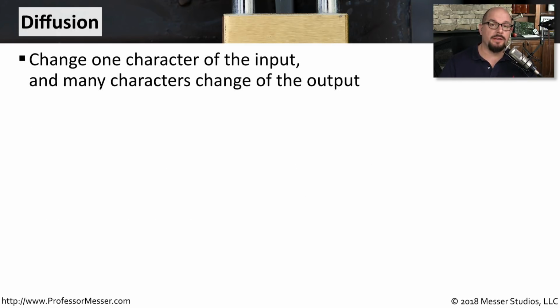The characteristic of diffusion means that if we change one character of this plain text input, the ciphertext will be very different.